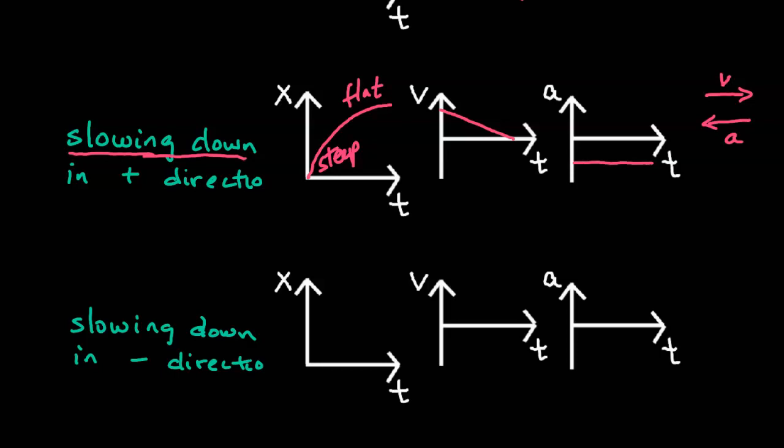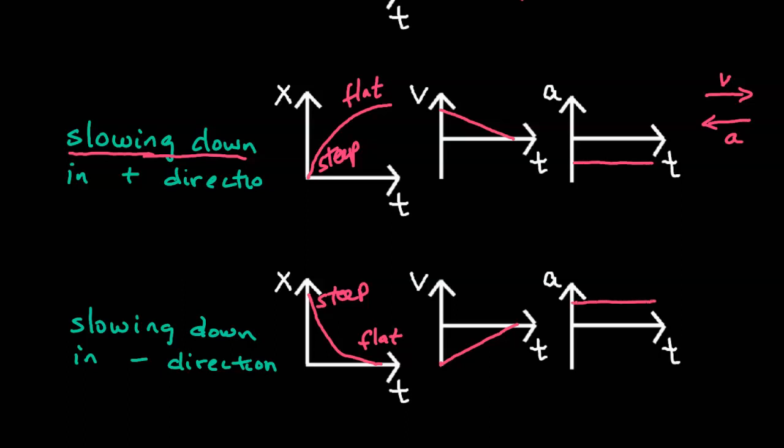Let's take a look at slowing down in the negative direction. Here we're once again going to go steep and then flat. It's a negative velocity, and then flat means that it's coming to a stop there. And this is a positive slope, so the acceleration here is going to be positive.